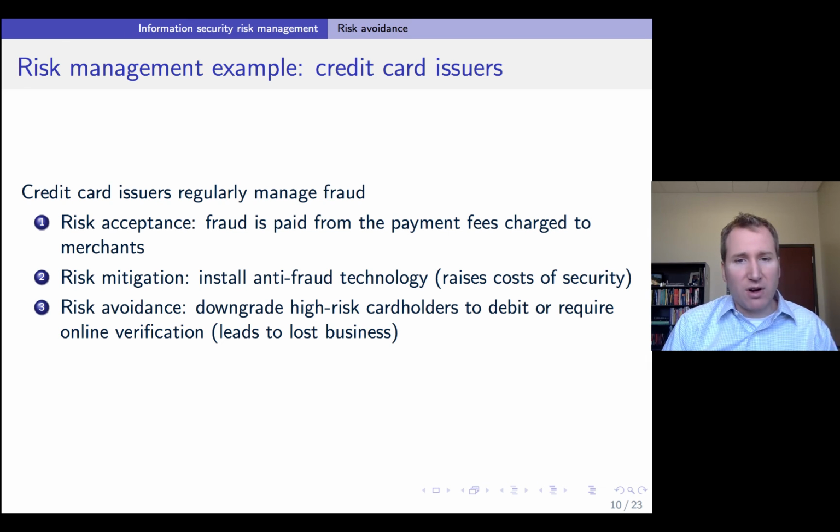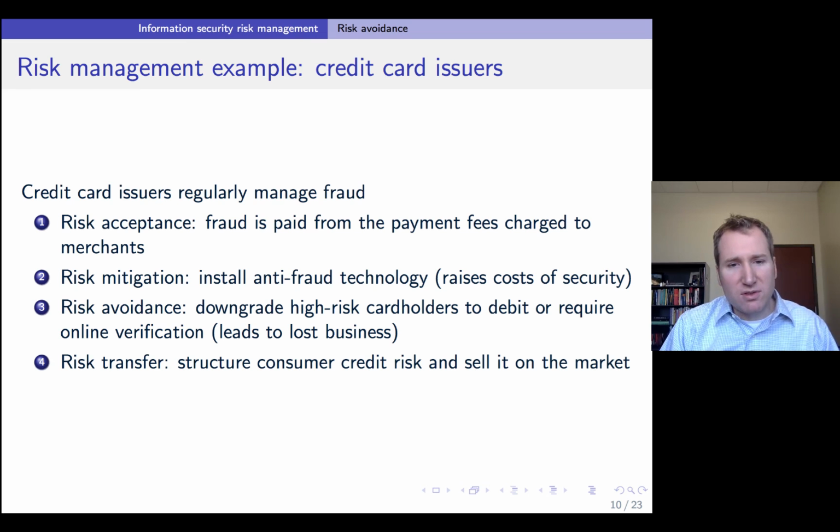Risk avoidance is another way that this can be dealt with. So, say downgrading high-risk card holders to debit card only, to deal with a higher default risk, or in the case of fraud, requiring online verification of all transactions, not just allowing people to communicate the number, say, over a phone. But the problem with that is if you're going to prevent these high-risk activities, then you're going to lead to lost business and lost revenue. So there's typically a limit to how much risk can be avoided.